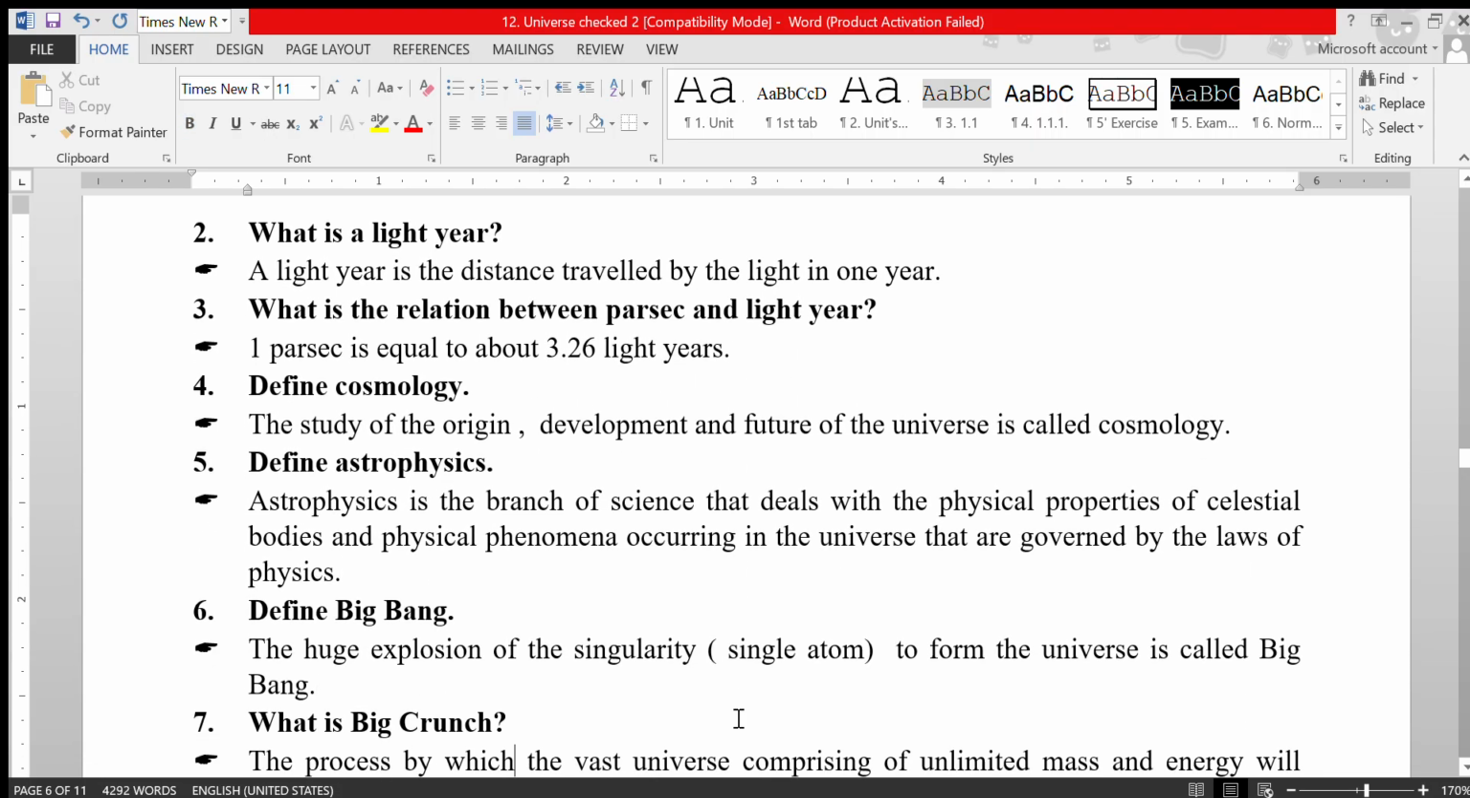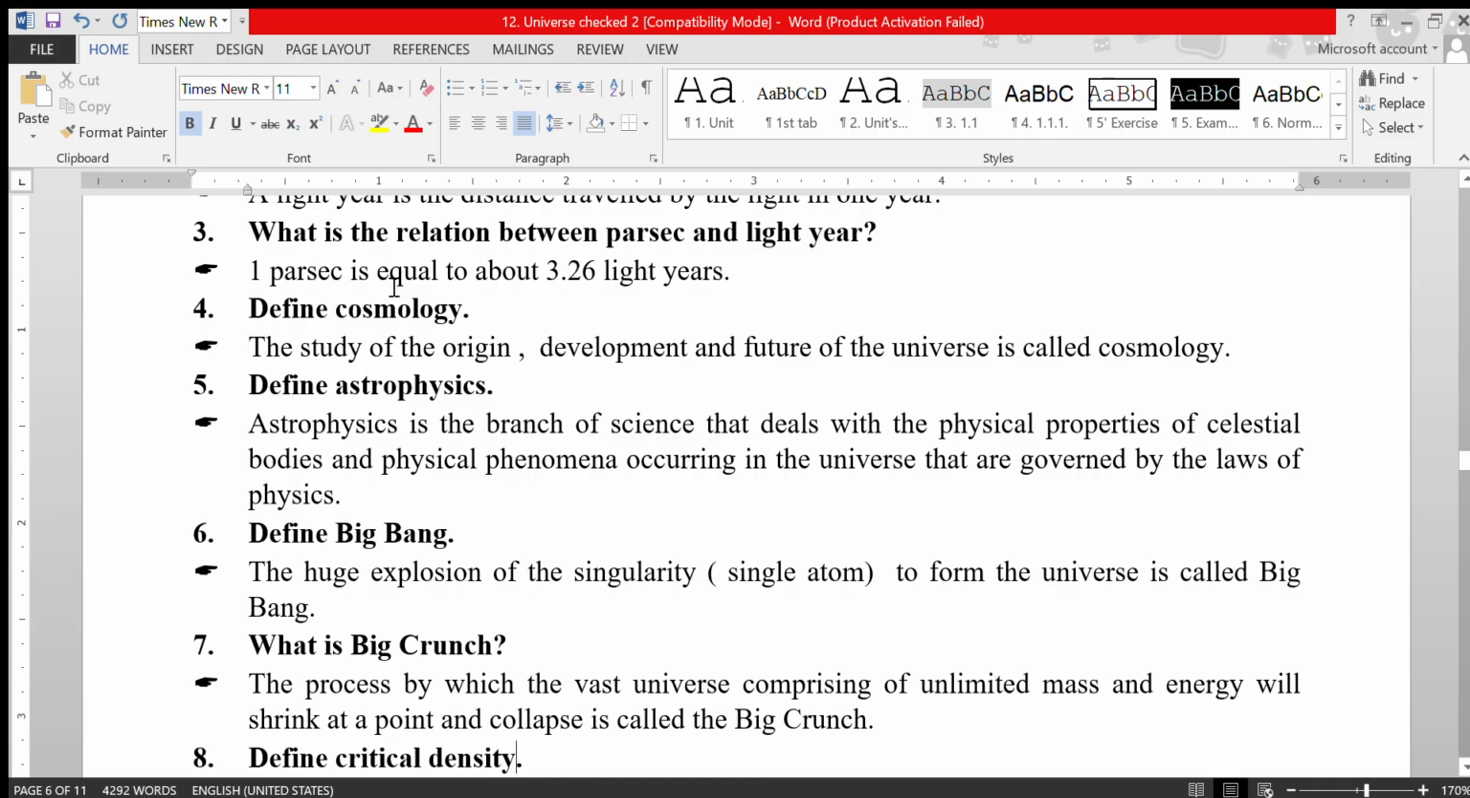What is the relation between parsec and light year? 1 parsec is equal to 3.26 light years. Define cosmology. The study of the origin, development and future of the universe is called cosmology. Define astrophysics. The study of the physics of the universe. Define Big Bang. The huge explosion of a singularity, a single atom, to form the universe is called Big Bang.